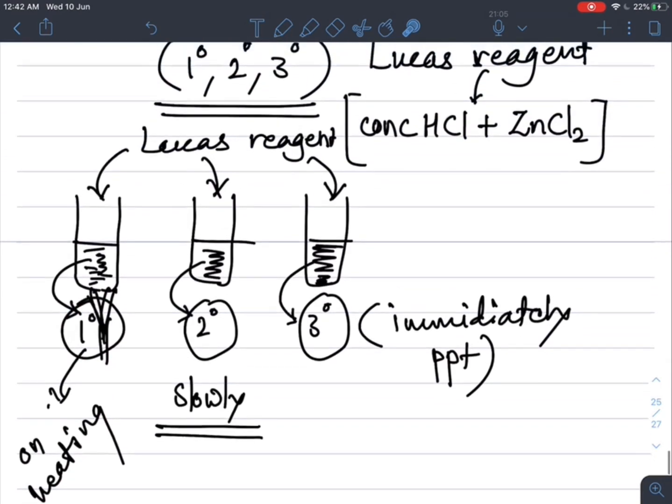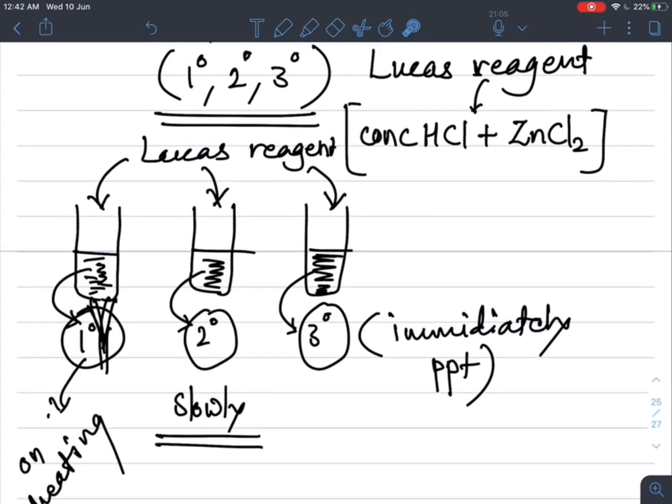So here we complete the part of the reactions which are used in the laboratory for the detection of alcohols and phenols.